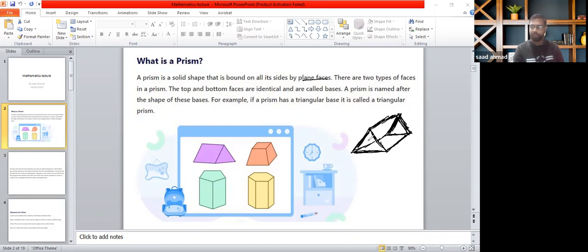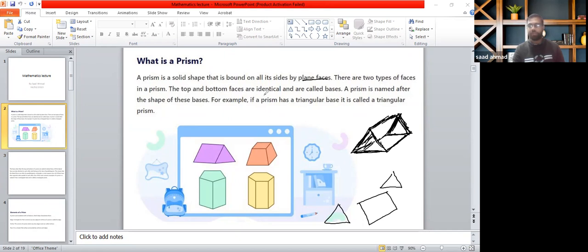This triangle is a face. So the front one is a triangle, which is a face. The right side one is a rectangle. If you see, it's like this. This one is also a face. Similarly, the back side end is like this. That's also a face, right? So it's bounded by the faces. These are all called the faces. So there are two types of faces in the prism.